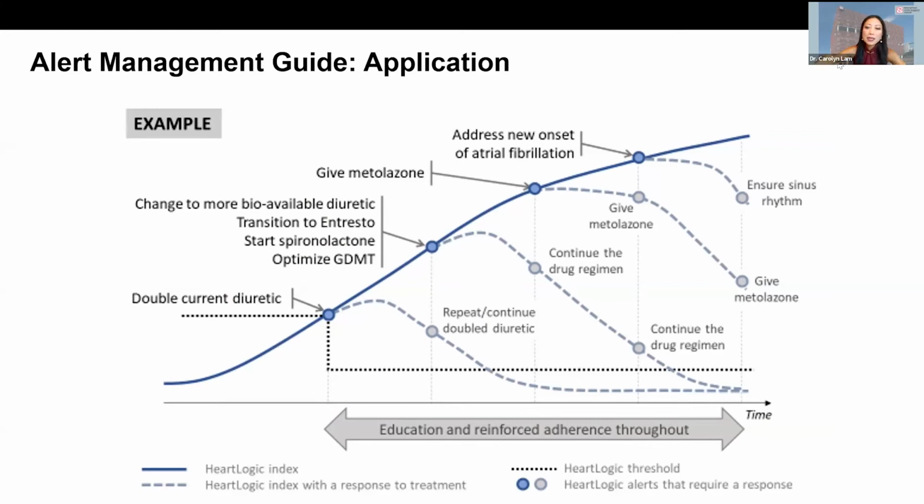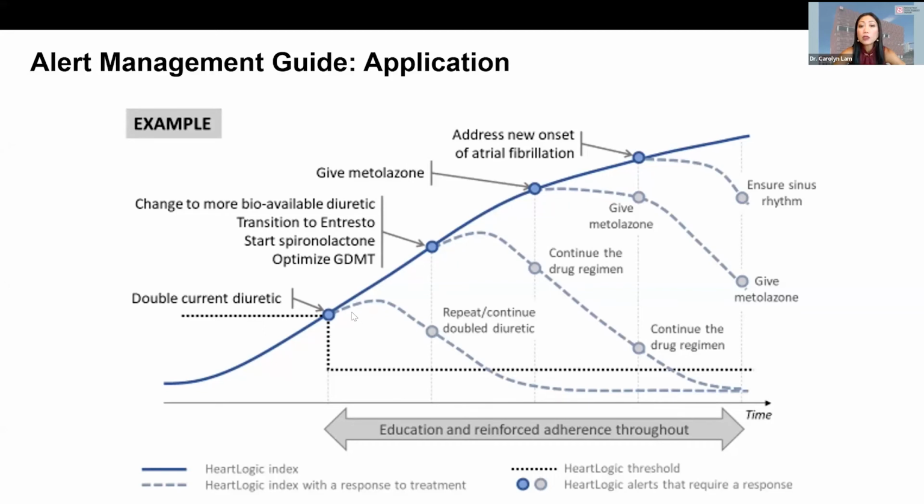On the x-axis is time, and the HeartLogic index is in blue. As you can see, if the HeartLogic index goes up, where the threshold is the black dotted line, the first thing is a call for action. Let's say the physician doubled the current diuretic dose. In the following week, if the HeartLogic index went further up, the management guide called for escalation of therapy, like change to a more bioavailable diuretic, transition to Entresto, start spironolactone, and so on.